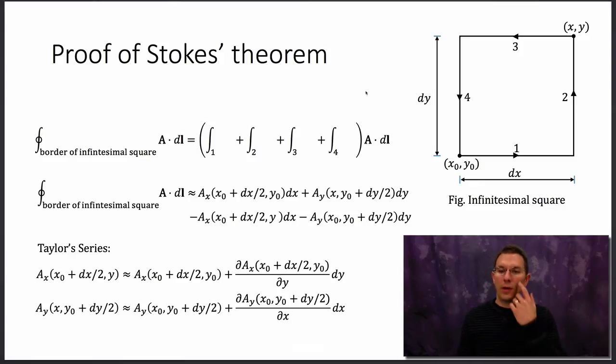We're going to play a very similar game to the one we played for proving the divergence theorem, except now, instead of an infinitesimal cube, we're going to have an infinitesimal square. The infinitesimal square has sides dx and dy. That's it. It has 4 sides, 2 of length dx and 2 of length dy. And we're going to say this is the point right here, x0, y0, and this is the point xy.